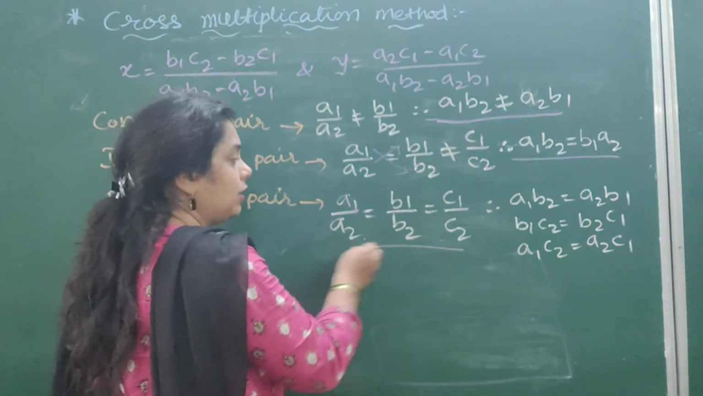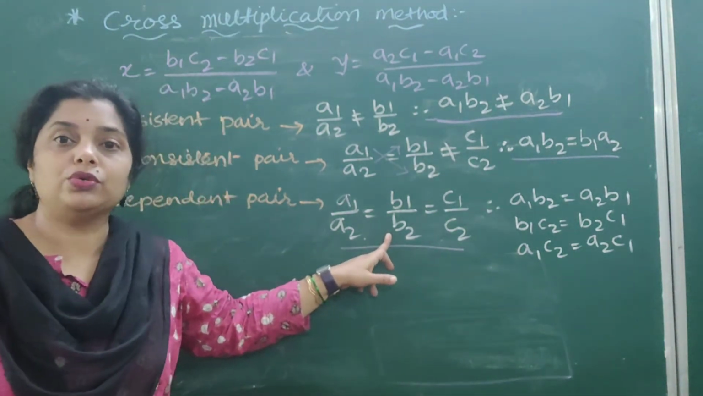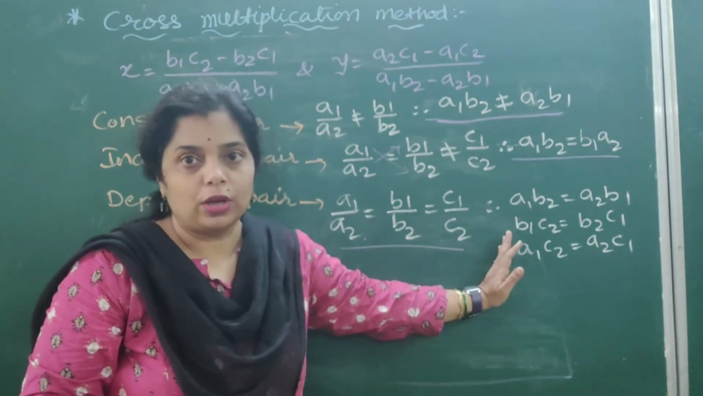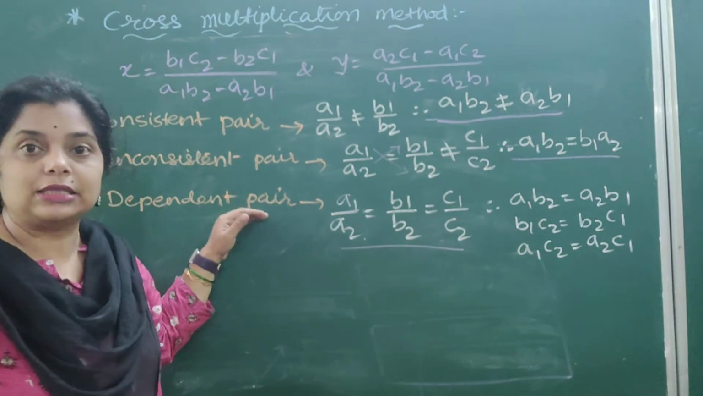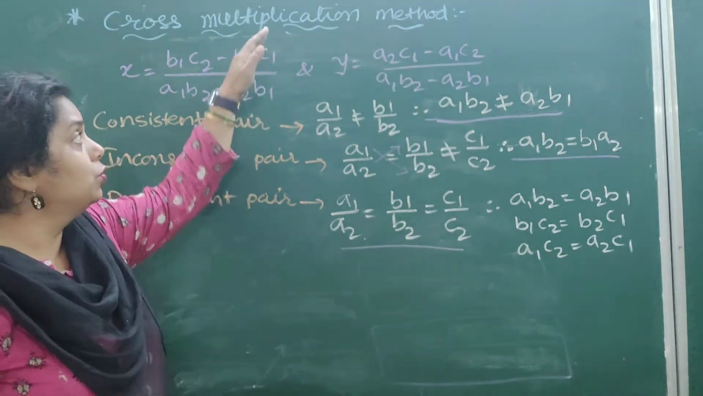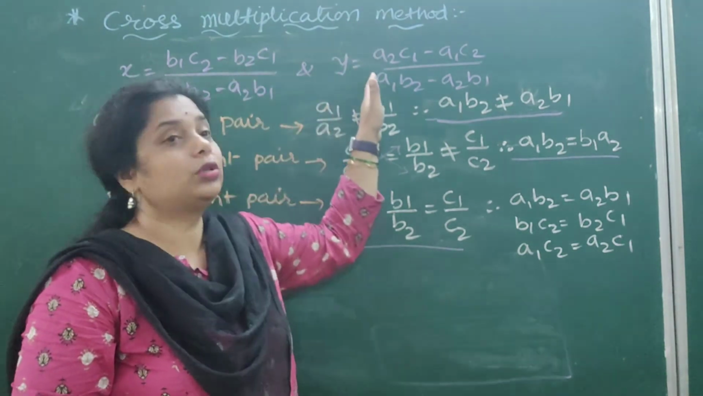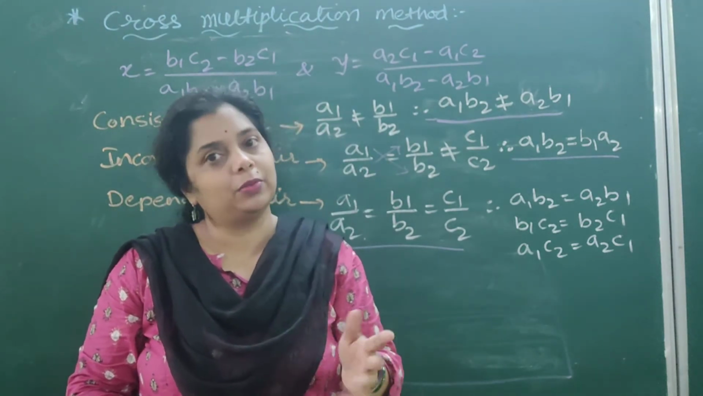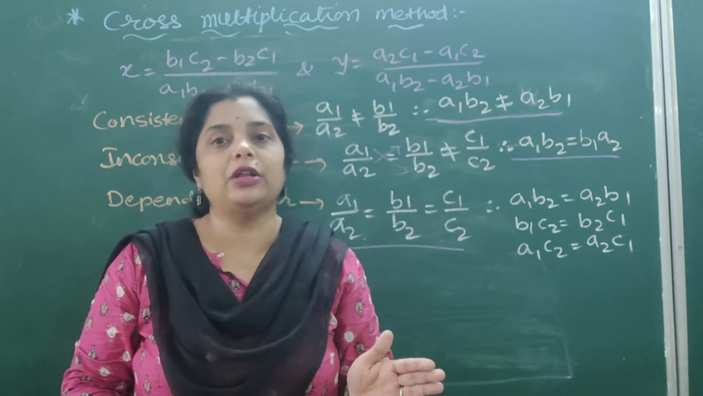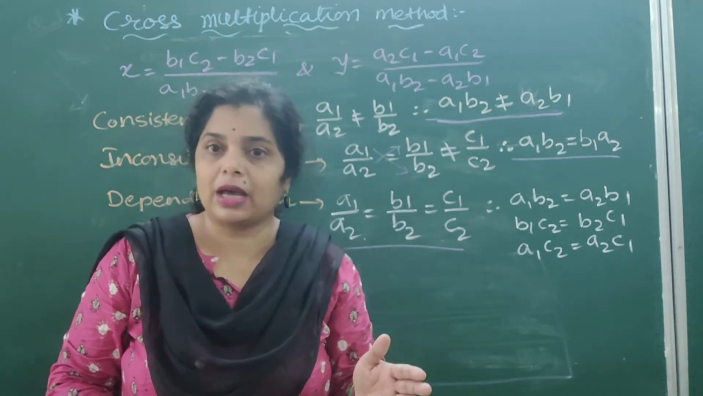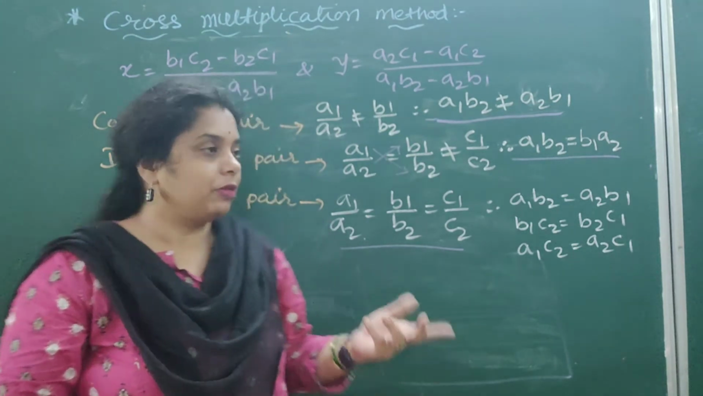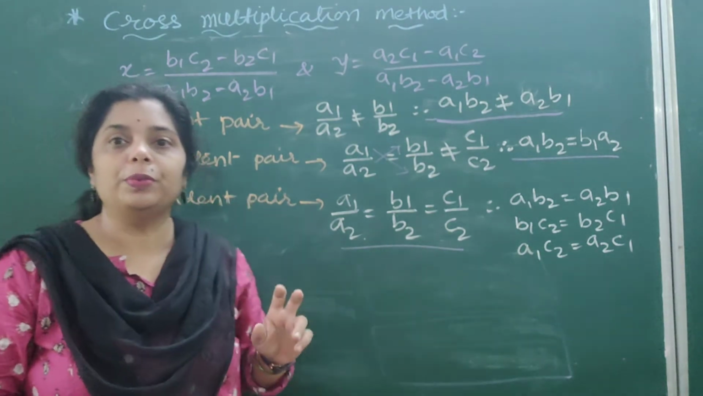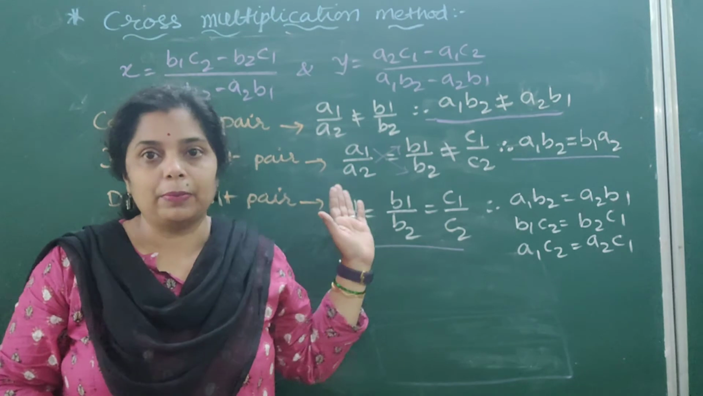Why? Because here a1 by a2 is equal to b1 by b2 is equal to c1 by c2. So all these terms are equal. So in this case, the dependent pair, the numerator and denominator are both 0. So the value we get for x and y is 0 by 0, where a dependent pair is given. I hope it is clear. Are you getting my points?